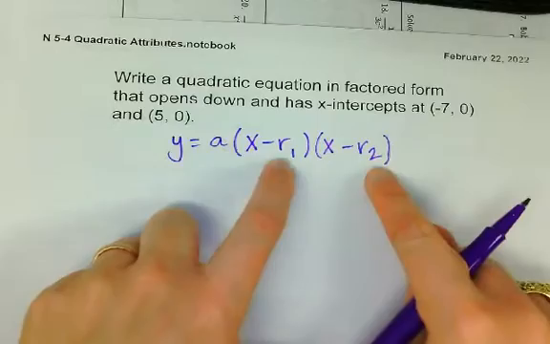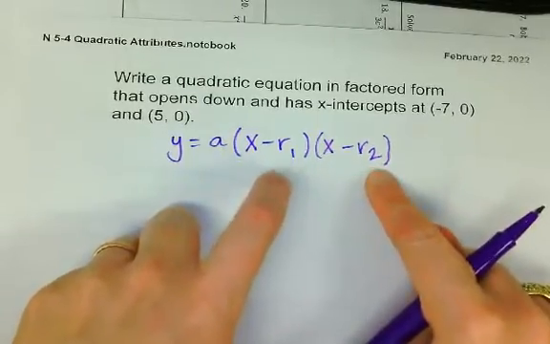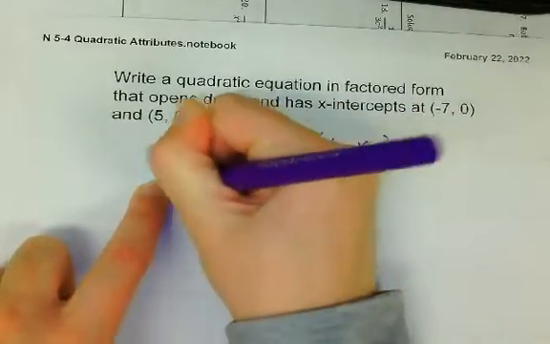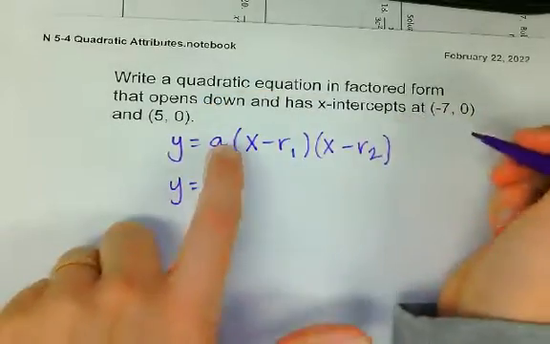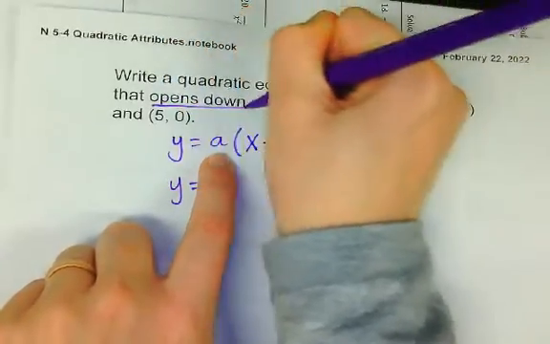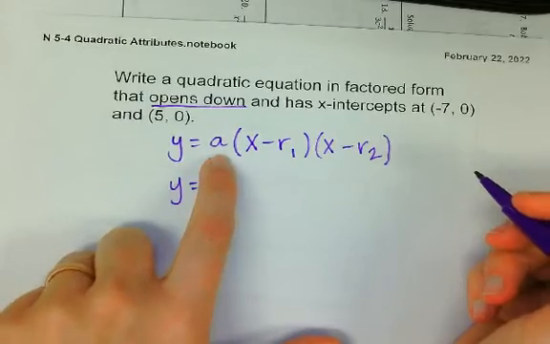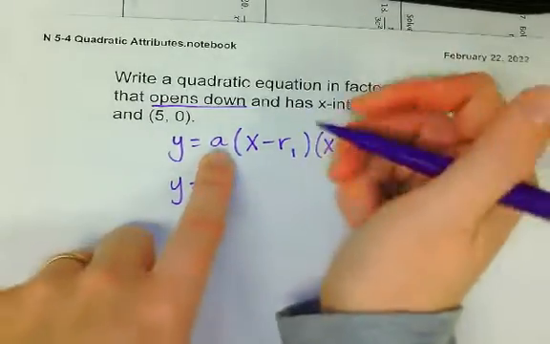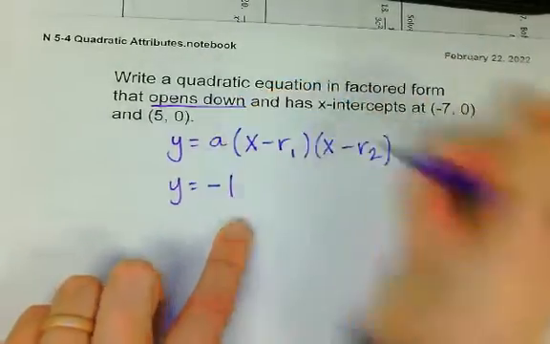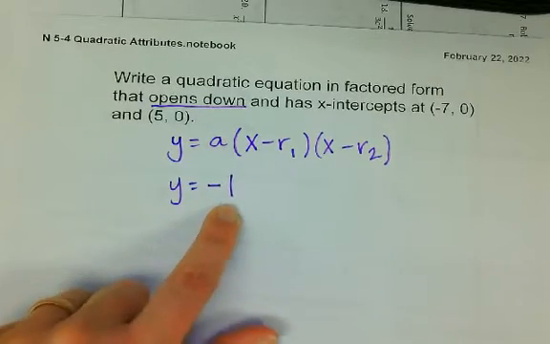But remember, we said A helps me know if it opens up or down, and then the roots, or the x-intercepts, get plugged into this equation. So if we're going to write our equation and it needs to open down, I need to use a negative value in the front. So any negative number would work. I'm going to be boring and just put -1.